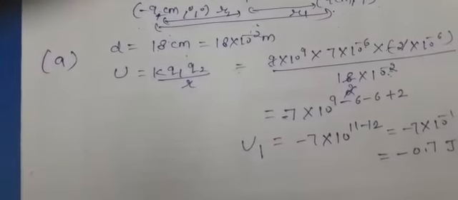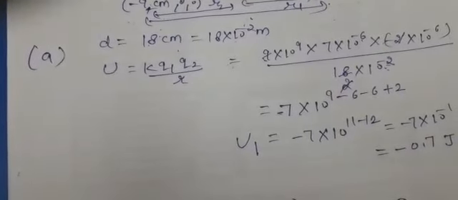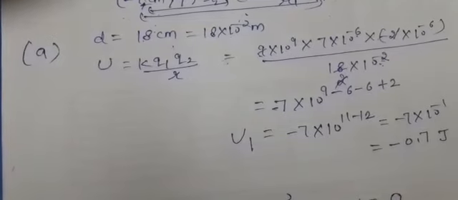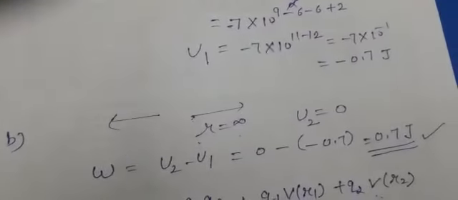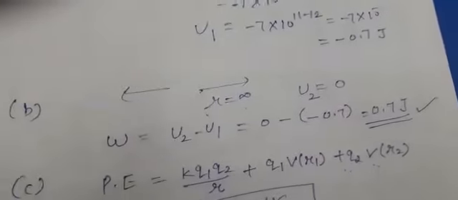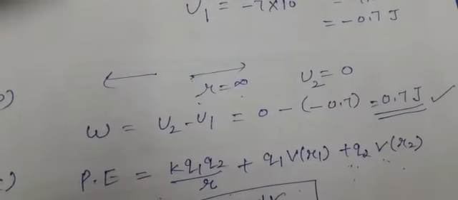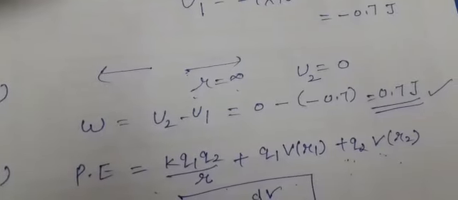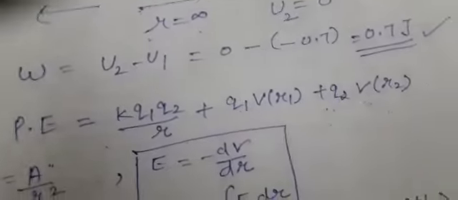Because K is in the SI system. The value 9 into 10 raised to the power 9, along with its unit, is in the SI system. So that's why we have taken the distance in meter instead of centimeter. Calculating the value of potential energy gives minus 0.7 joule. Now when you have to separate them to infinite distance, R will be infinity, and the final energy will be 0. So the net work done, which is final energy minus initial energy, will come out to be 0.7 joule. Very important, that is the third part.